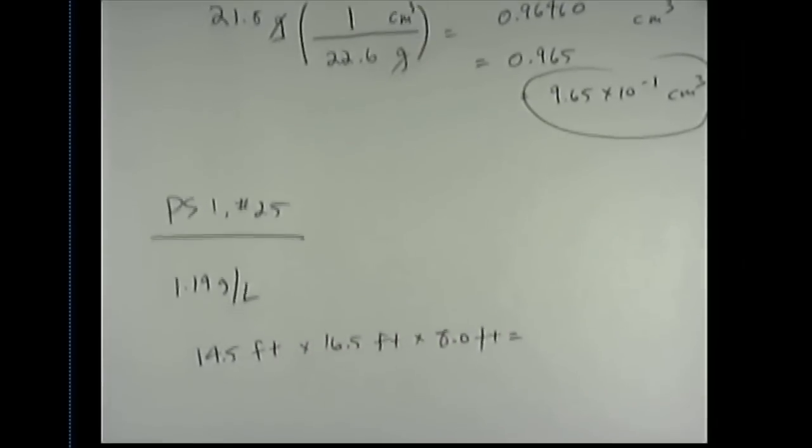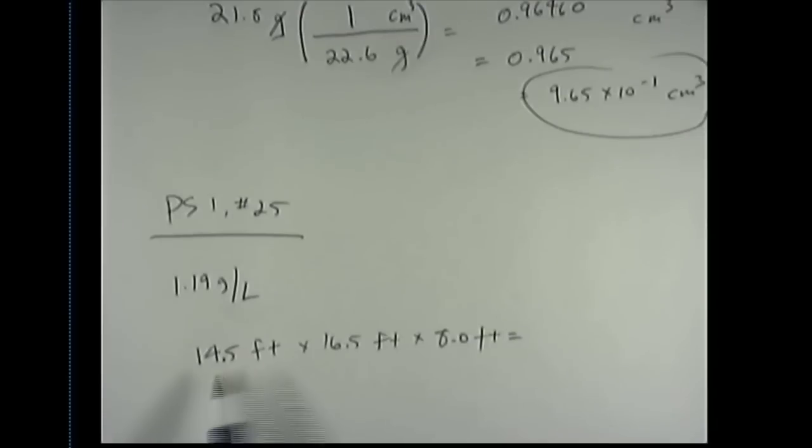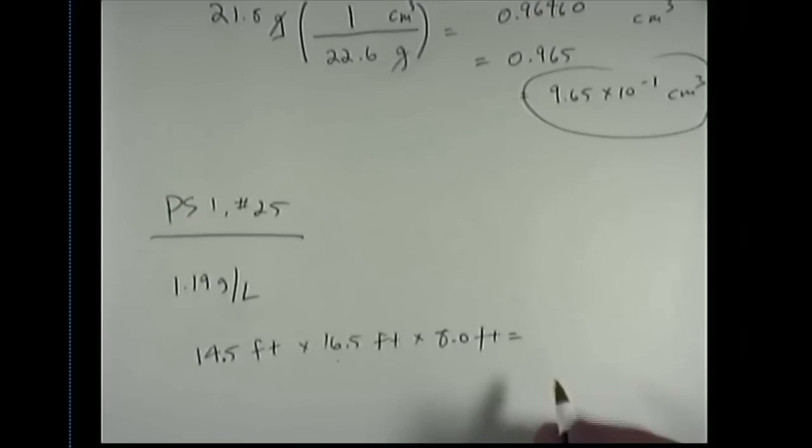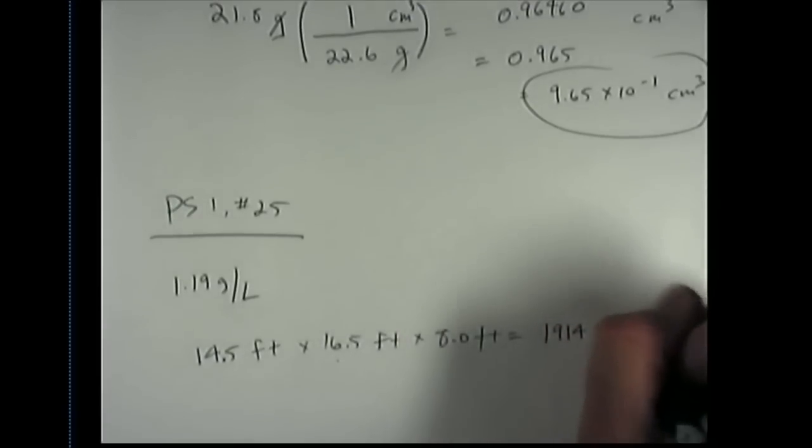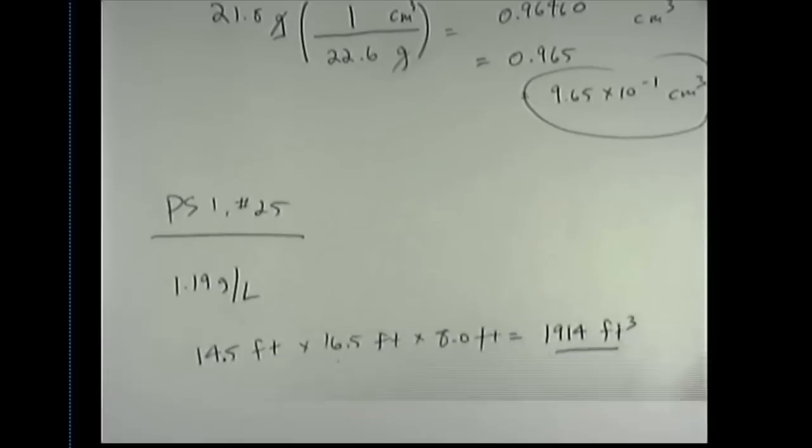Now the challenge here is we need to be able to calculate what that actual volume is in total. If you take 14.5 feet and multiply it by 16.5 feet, multiply that by 8.0 feet, you end up getting a total volume of 1914 cubic feet for that room.